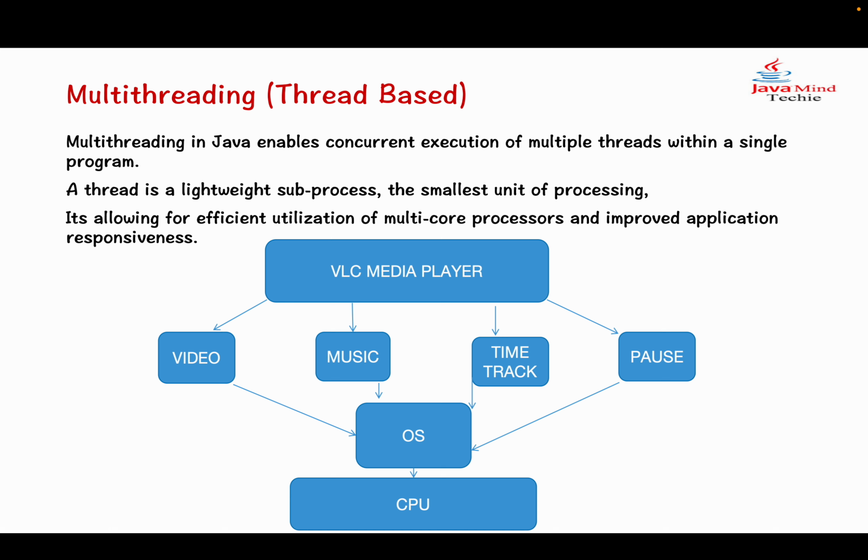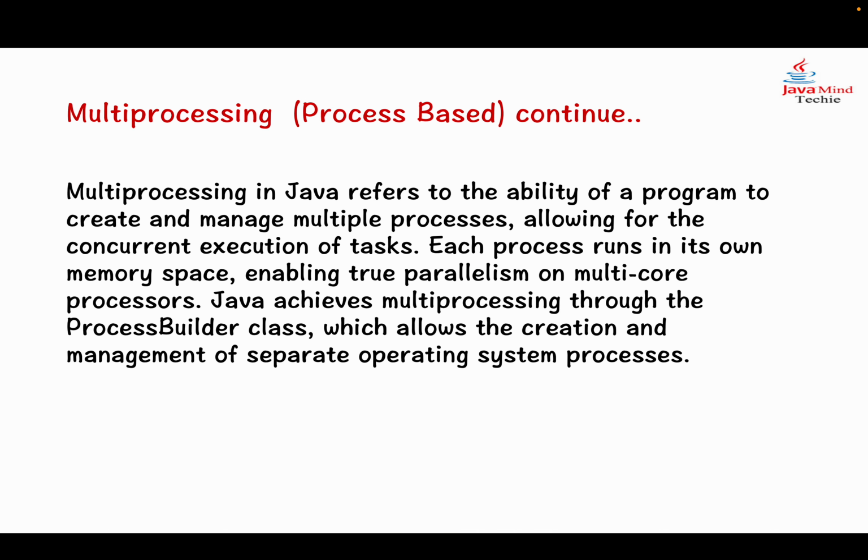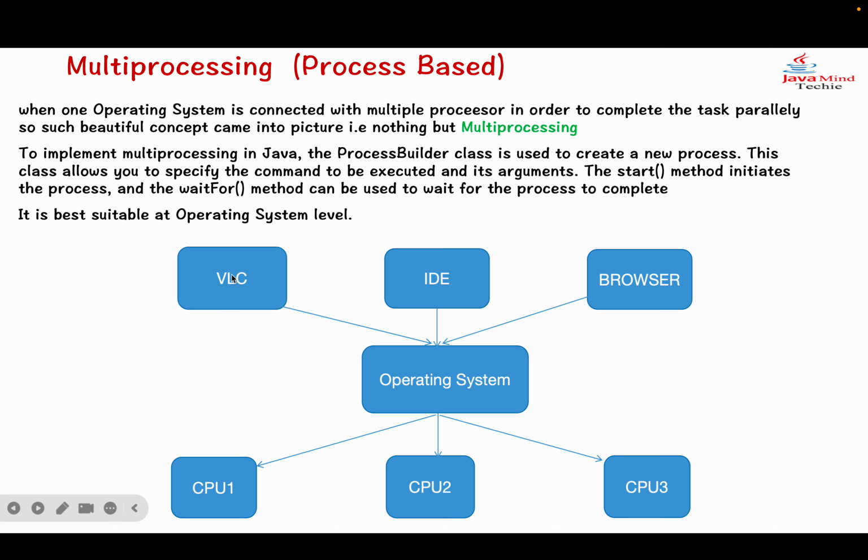See here, multi-threading in Java. First you understand what a thread is. Multi-threading in Java refers to the concurrent execution of multiple threads within a single program. First I will explain what a thread is. See in this diagram, in the last diagram I explained you will have multiple processes or tasks. VLC media player is one task, the IDE is one task, the browser is one task. You can say VLC media player is a process, task, or job, all the same, no difference.